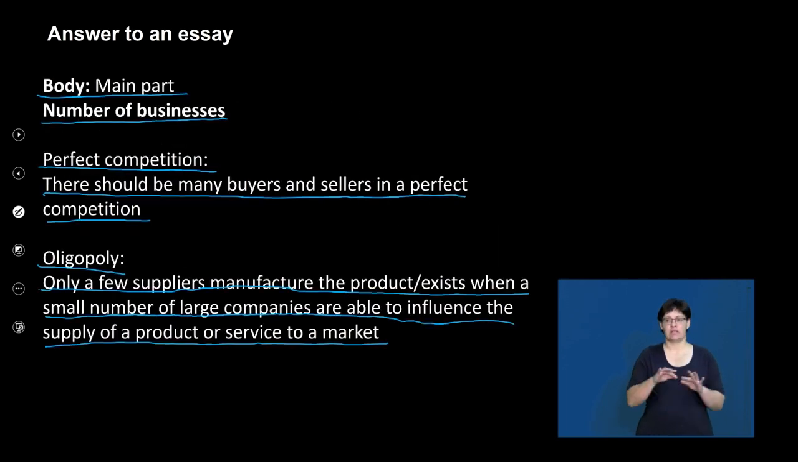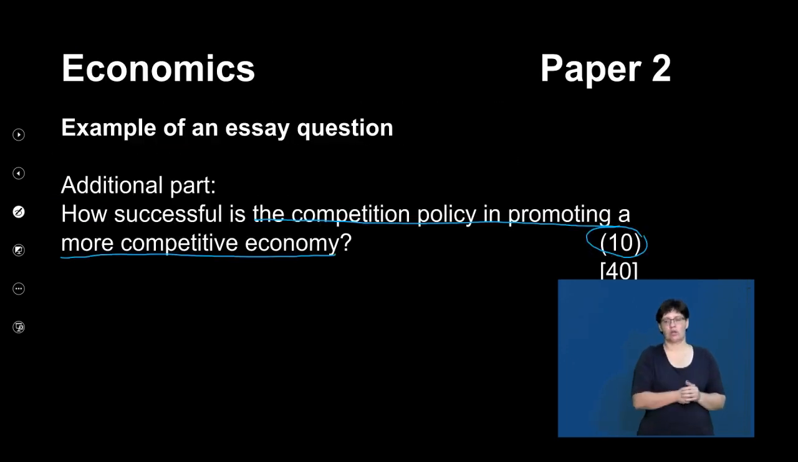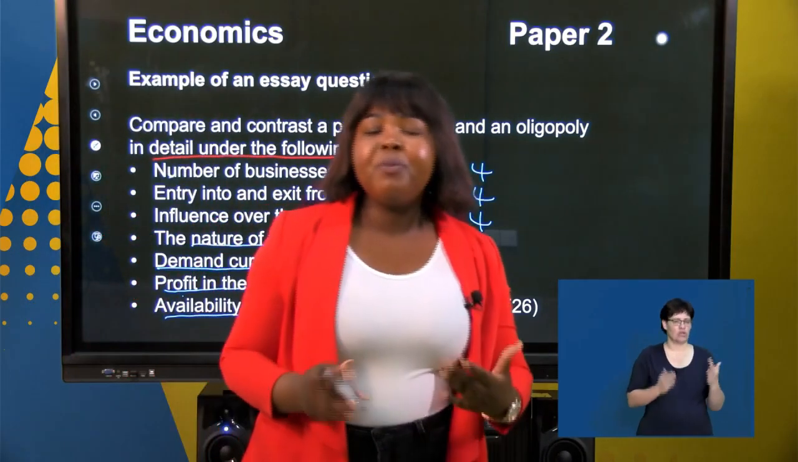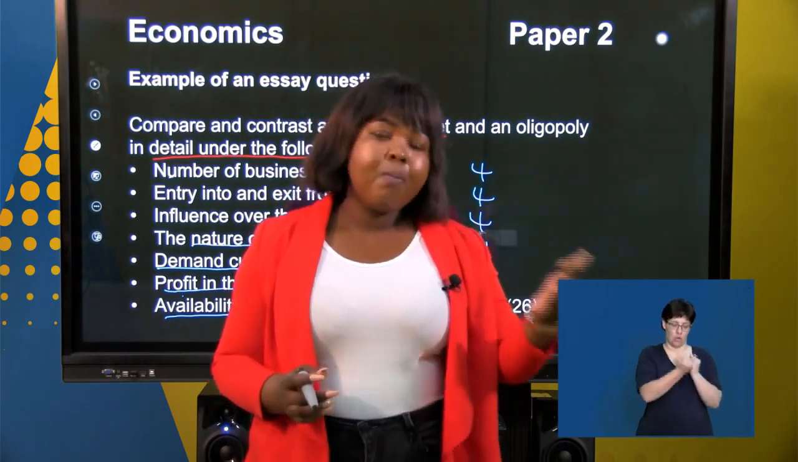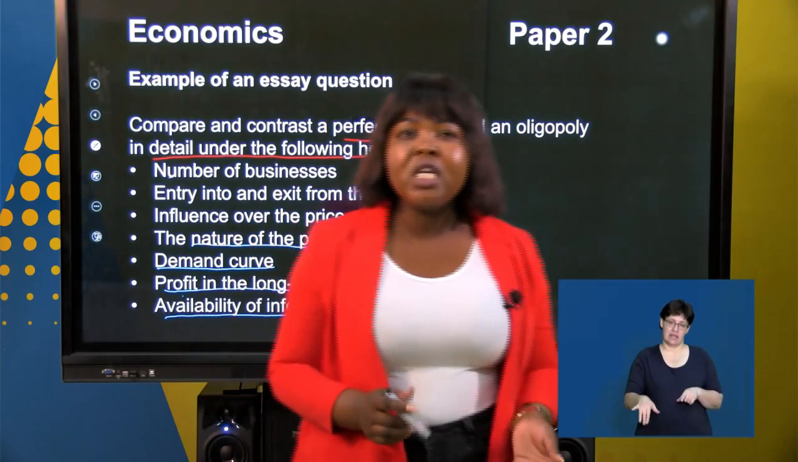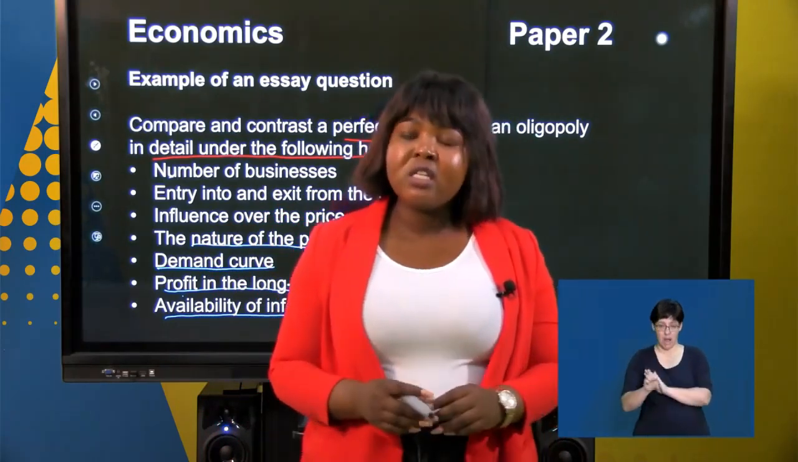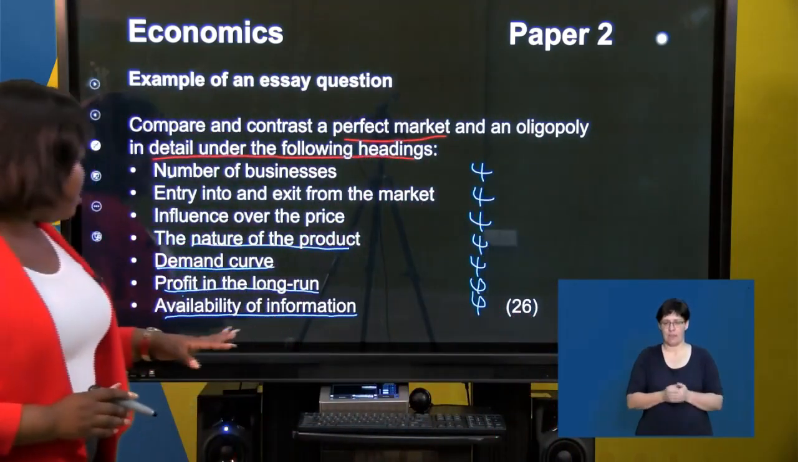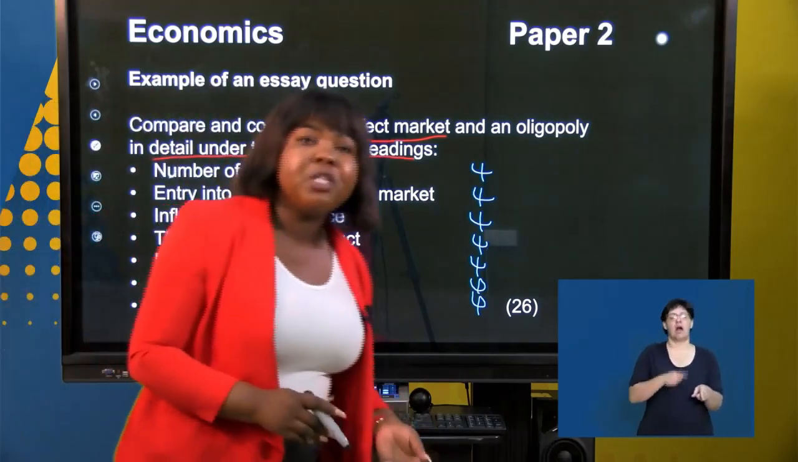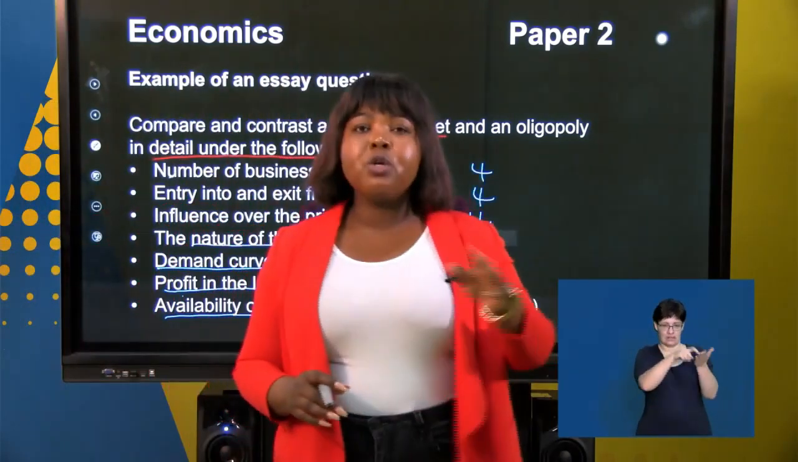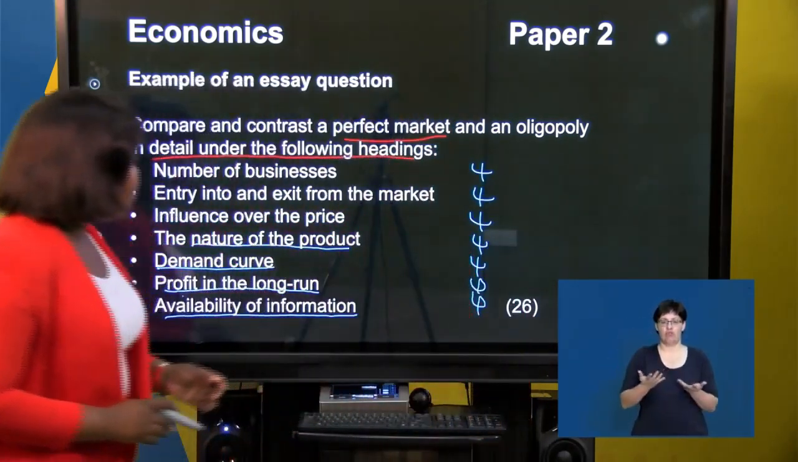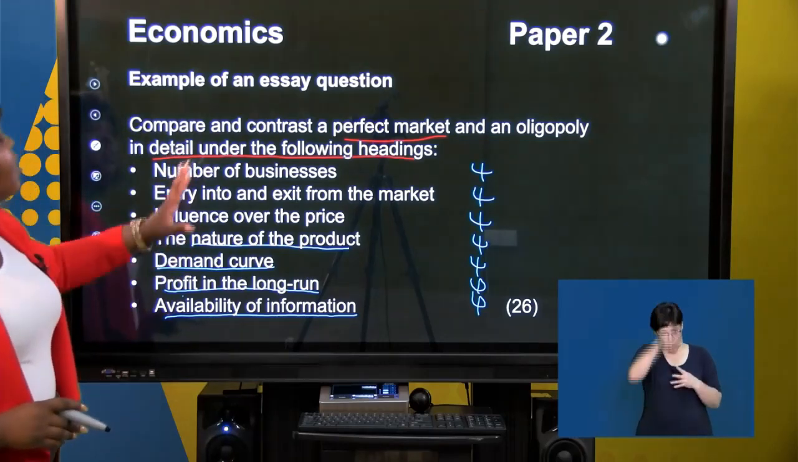So typically, this is how you should tackle the question. If, for example, you wanted to look at entry and exit into the market, you will typically say there are no barriers to entry and exit in a perfect competition. And then when you are discussing an oligopoly, you will say entry and exit into the market is not so easy, like in a perfect market. Look at the demand curve. A perfect competitor has got a horizontal demand curve, and an oligopoly has got a kinked demand curve. So I've just done 2 or 3 for you guys as examples there.